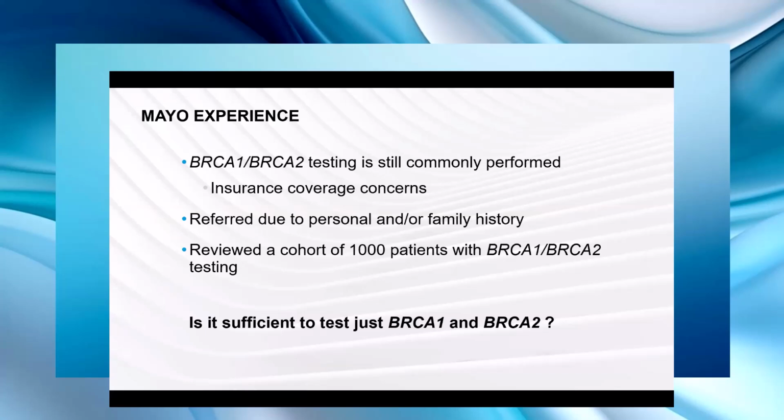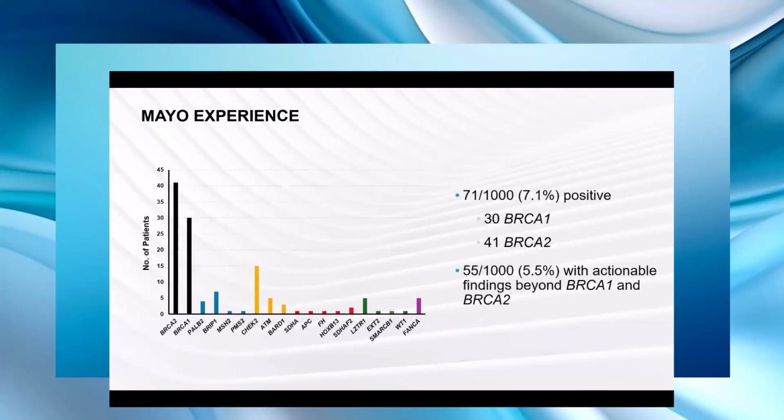At the Mayo Clinic laboratory, we use a slice testing approach, meaning that we perform exome sequencing for anyone referred to us for germline genetic testing. But we only report and do the data analysis for the specific genes included in the specific panel that has been ordered. I think this allowed us to perform a retrospective review of the patient cohort that has undergone BRCA1 and BRCA2 gene testing to answer the question: is it sufficient to test just those two genes? So here's what the data has been showing.